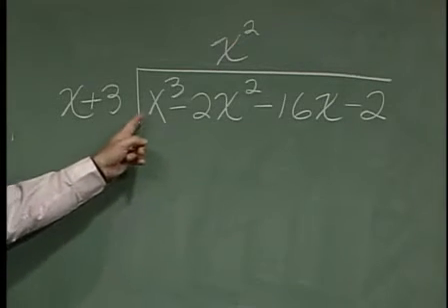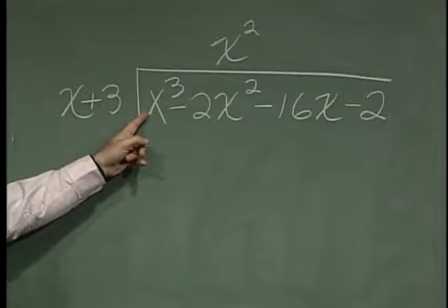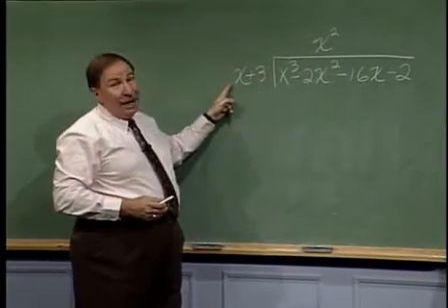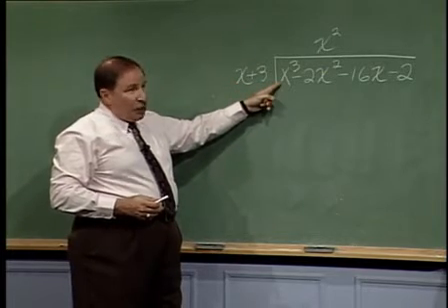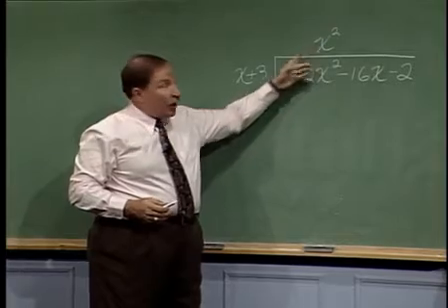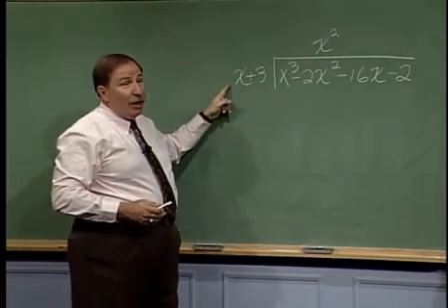Notice, by the way, if this had been 8x cubed, this would have been 8x squared because this is 1x. Had this been 3.7x cubed, this would have been 3.7x squared because, again, we're dividing by 1x.